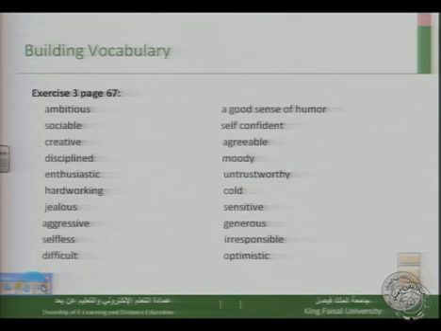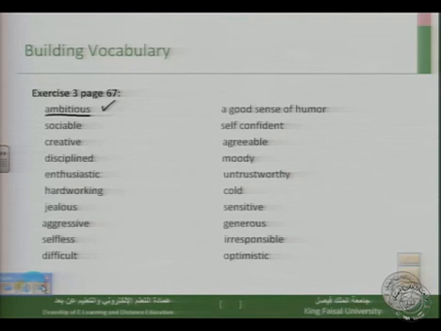The first adjective is ambitious. Here, the word ambitious means someone who is decided to achieve success or to be successful, rich and famous. He wants to achieve the best in his life. An ambitious person. So ambitious is a positive adjective. We take it.